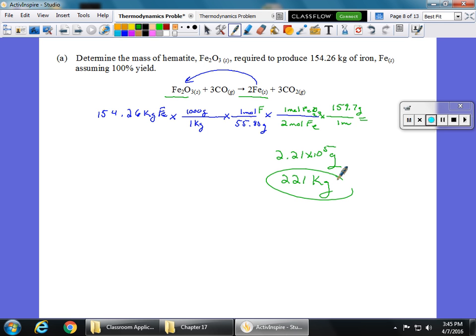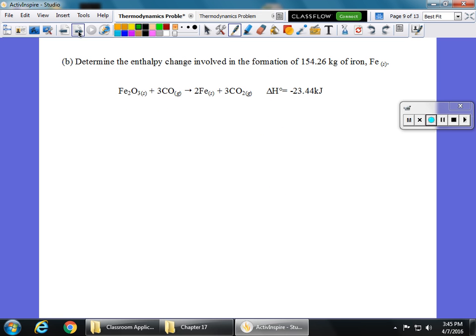Let's look at our answer. Does that make sense? Yeah, it's bigger. We're trying to get this much iron. We're going to need more iron oxide than we have iron, right, for it to come from. So double check your answer to make sure that it makes sense at the end. Let's look at B, determine the enthalpy involved in this transformation.